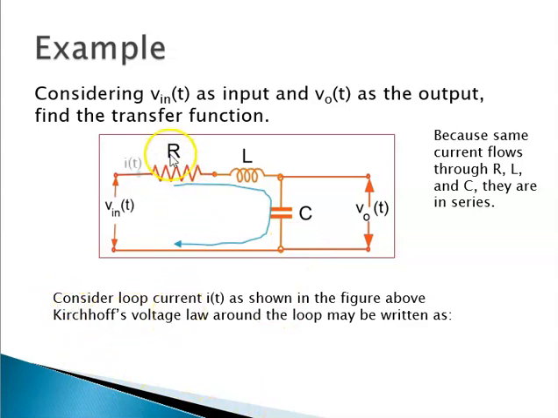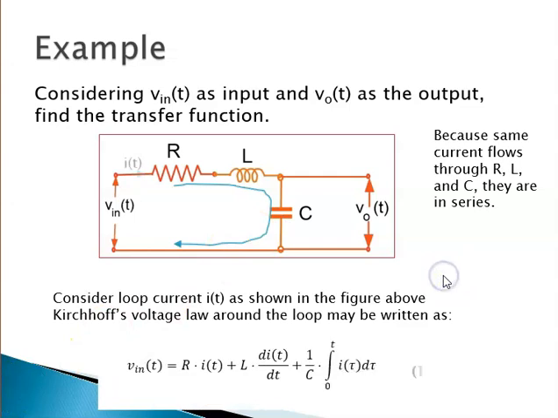Note that resistance contributes the term R, inductance contributes the term L times S, and capacitance contributes 1 by CS. With that in mind, we write the equation: the voltage supplied is equal to the drop across resistance plus drop across inductance plus drop across capacitance. And we write this as equation 1.